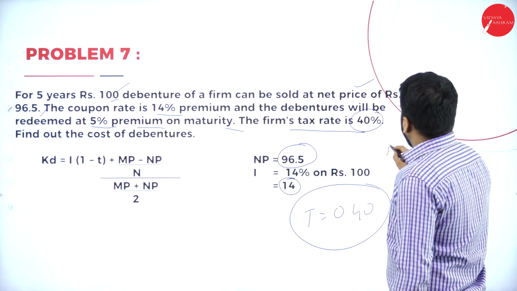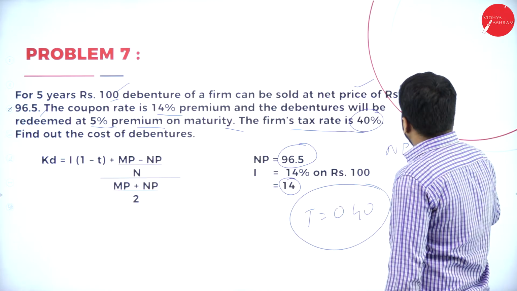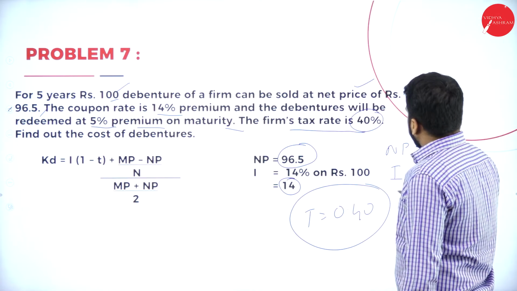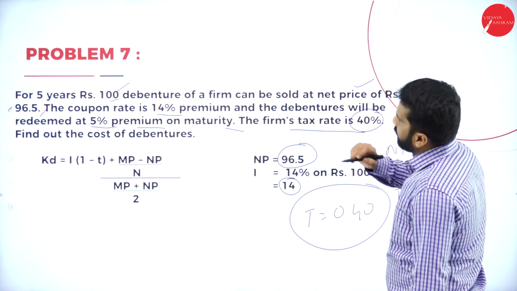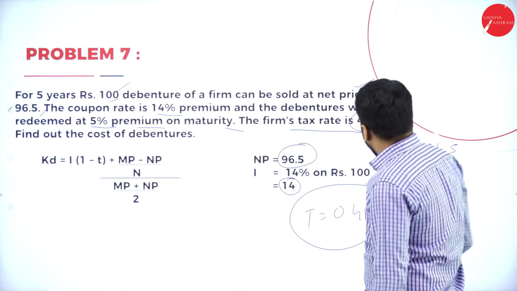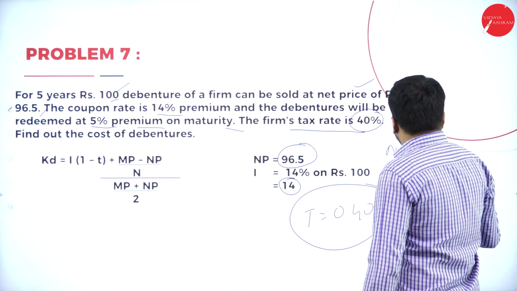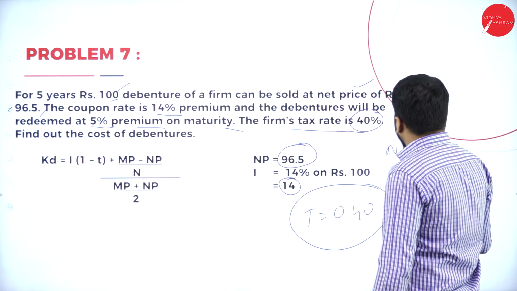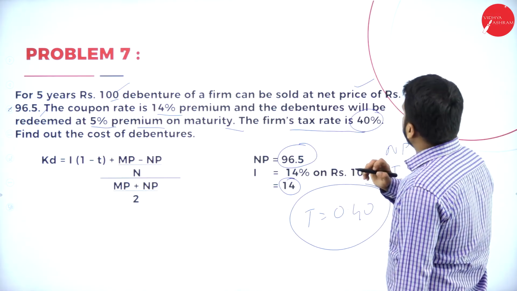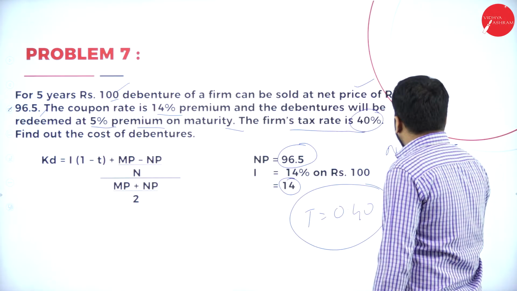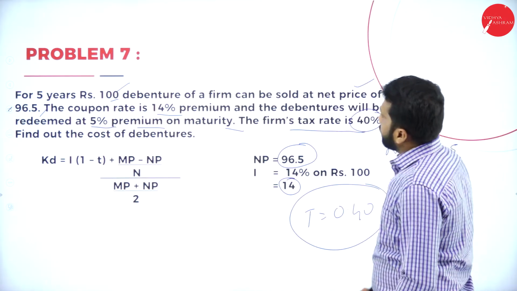I'll show you. Your net proceeds are 96.5, interest 14 rupees. Is the time given? Yes, in the beginning only it is mentioned. It is 5 years. Time is nothing but the number of years. Your tax is how much? 40%, 0.40. Last one, MP. MP is how much?